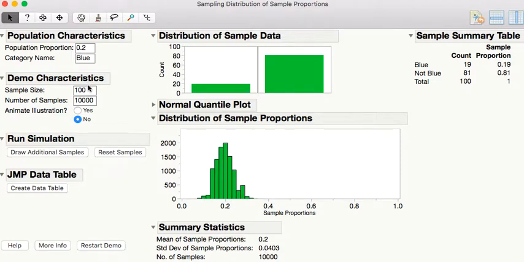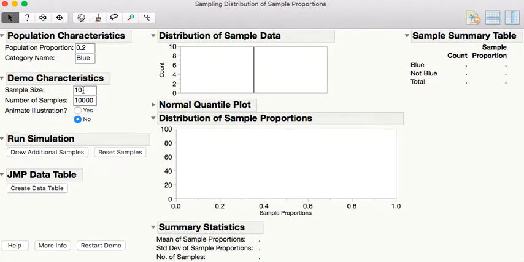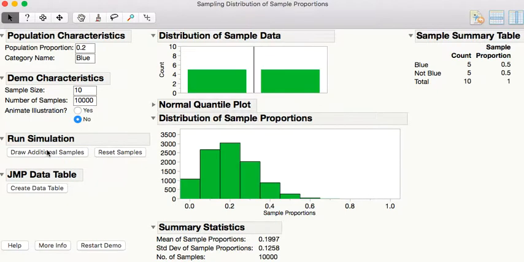But what would happen if I changed my sample size to 10 instead of 100? Now, 20% of 10 is only 2 blues, which is not bigger than 10. And my failures would only be 8, which is not bigger than 10. So this sample size technically would be a violation of the condition. Let's see what happens when I run these 10,000 samples.